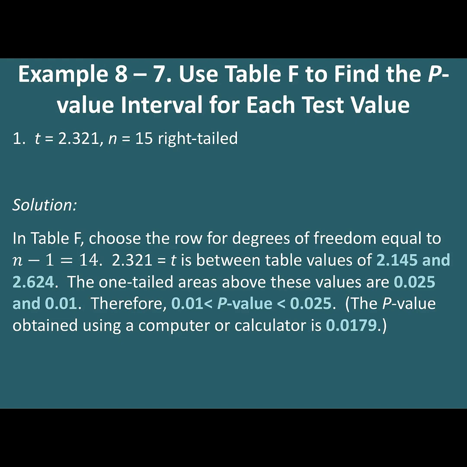Notice also that 2.321 is between table values of 2.145 and 2.624. The one-tailed areas above these values are 0.025 and 0.01. Therefore, with the p-value method, we have a range from 0.01 to 0.025. The p-value obtained using a computer or calculator would be 0.0179.